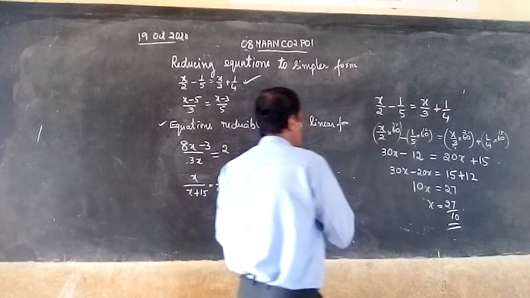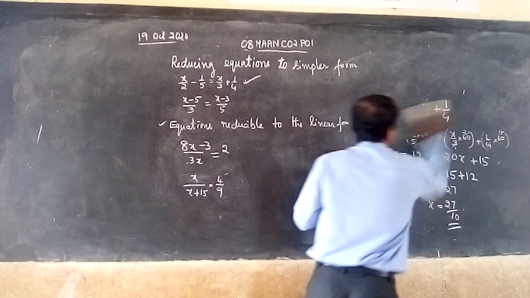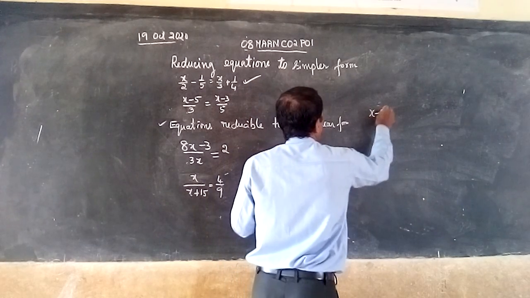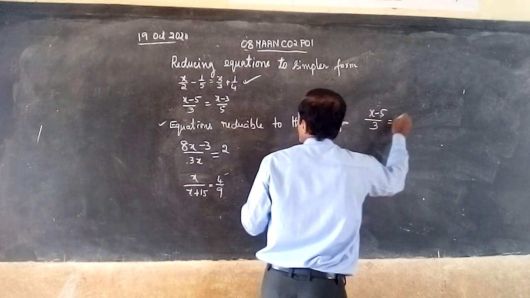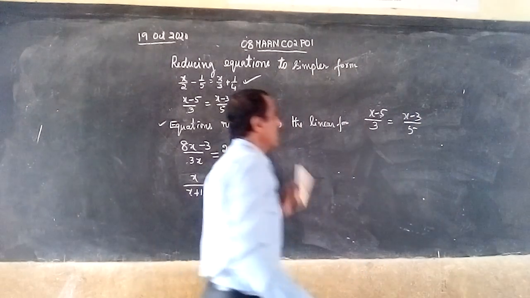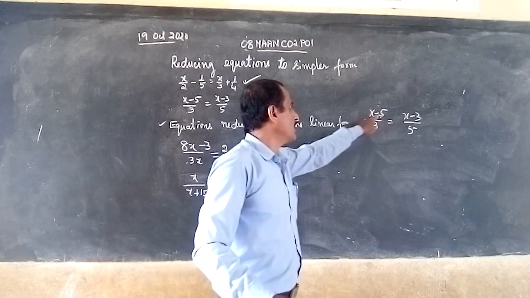In the same way, let us study another problem. For example, x minus 5 divided by 3 is equal to x minus 3 divided by 5. Look here. Here, this is a single term.